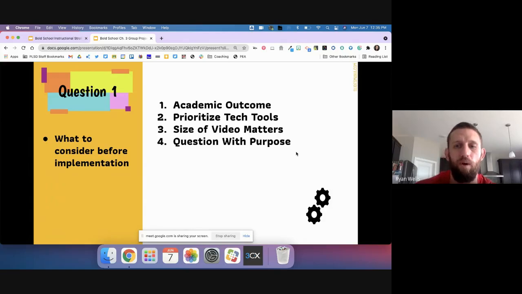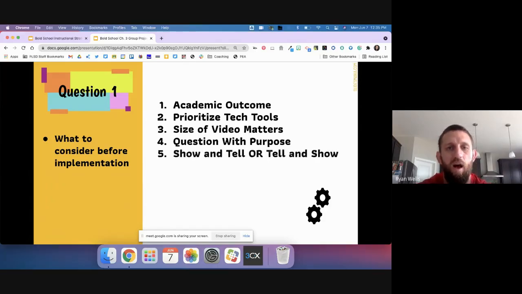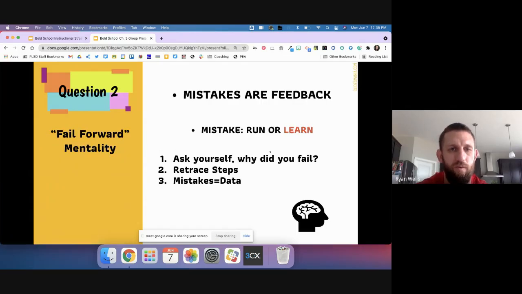Also, question with purpose. We are looking for higher level thinking questions, and that's what really makes it so high. If they are not higher level thinking questions, the interactive video method can actually drop down in terms of the effect size. Number 5, and we're going to talk about that in a little bit, but you can present the interactive videos in 2 ways, either show and tell or tell and show. We'll explain that, and it's pretty straightforward.